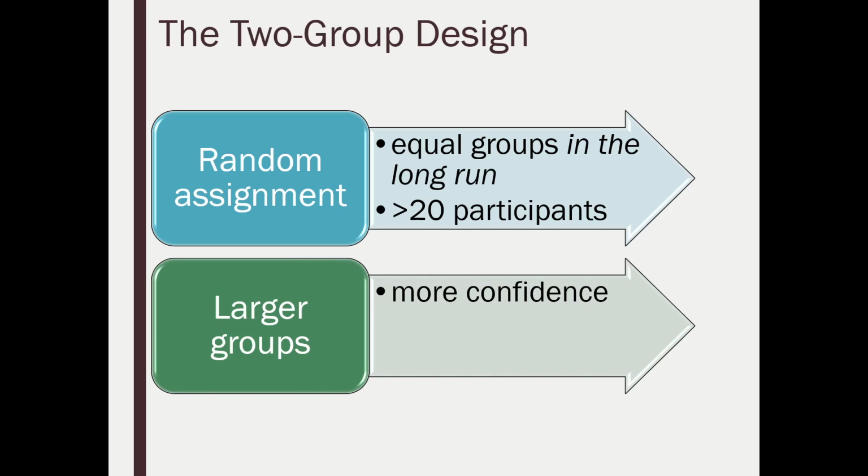because larger groups give us more confidence that the random assignment has actually produced equivalent groups, right? We want to make sure that we've separated out any differences between people and place them into the different groups so that we don't end up with any kind of systematic differences between groups.